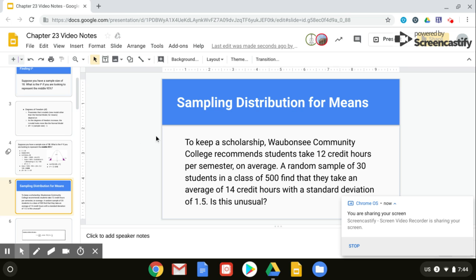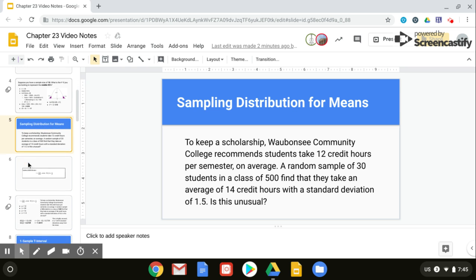Okay, now we're moving on to sampling distribution for means. The problem: to keep a scholarship, Waubonsee Community College recommends students take 12 credit hours per semester on average. A random sample of 30 students in a class of 500 find that they take an average of 14 credit hours with a standard deviation of 1.5. Is this unusual?